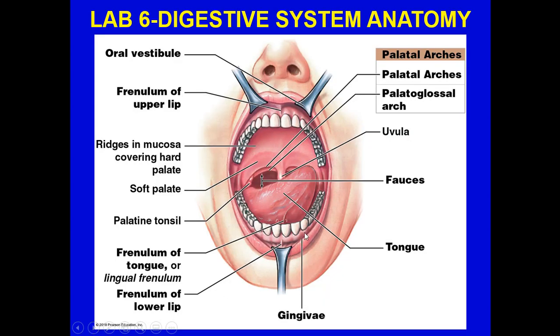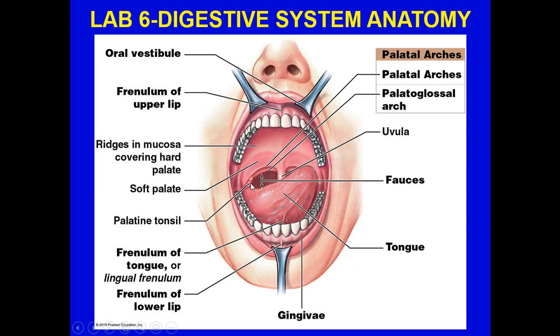Here we have the gingiva, the tongue, the fauces, which are the spaces in the back of the oral cavity, the uvula. We have the palatal arches, as you can see here and here. Of course, this is all that makes up the oral vestibule, the frenulum of the upper lip and the frenulum of the lower lip. There's also a frenulum of the tongue. That's the lingual frenulum.